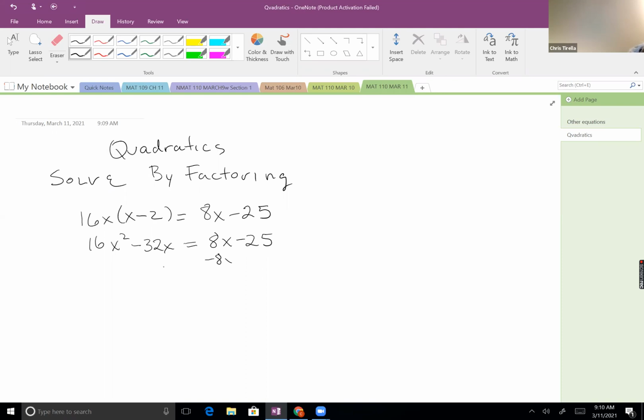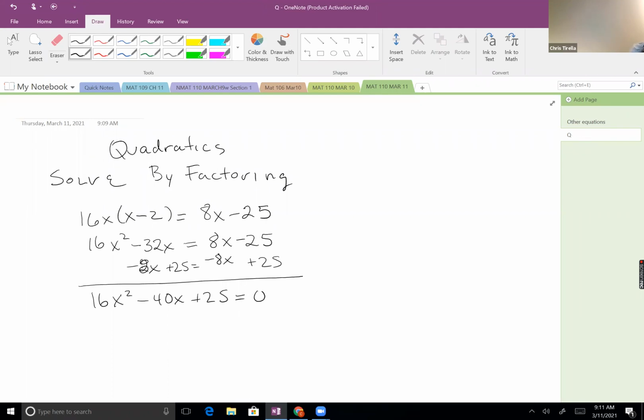We're going to bring everything over to the left-hand side. And I think that's what you meant by combine like terms, yeah? Yeah, that's how we used to say it when I was in high school. So that's 16x squared minus 40x plus 25 equals 0.